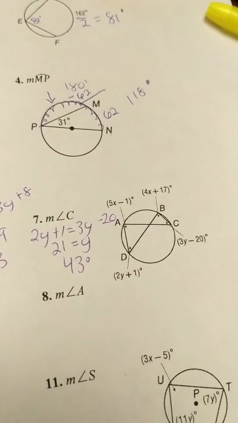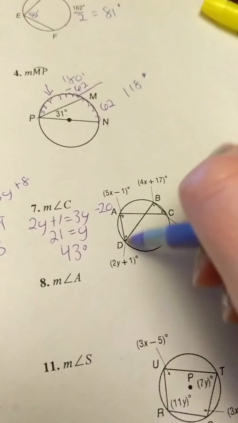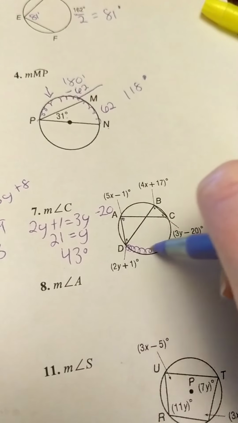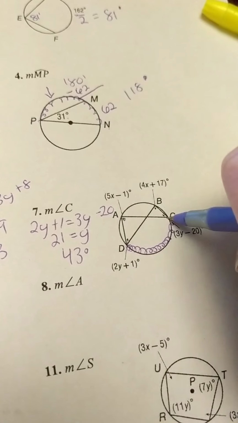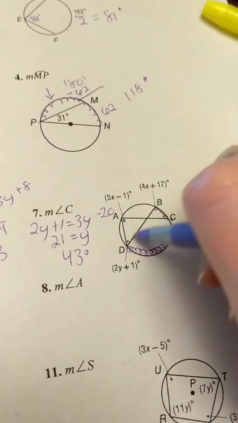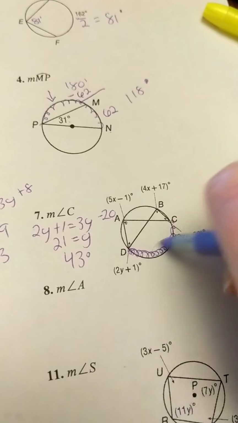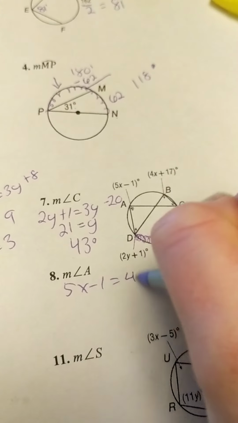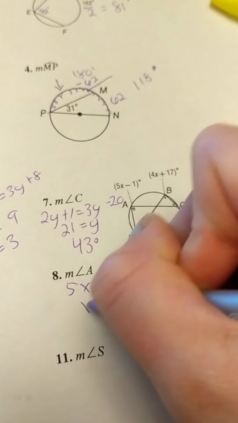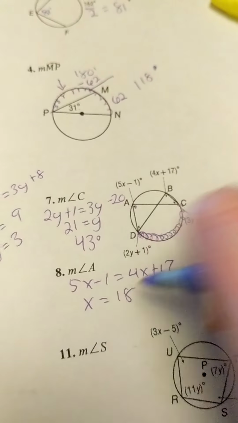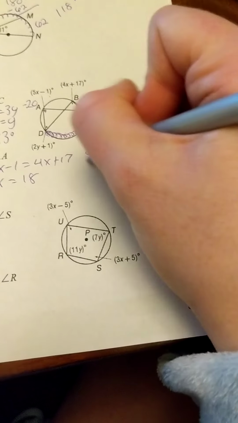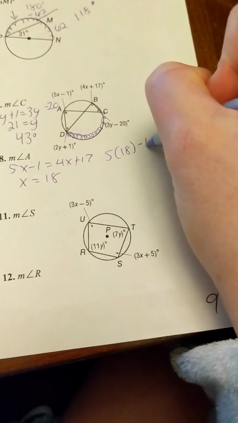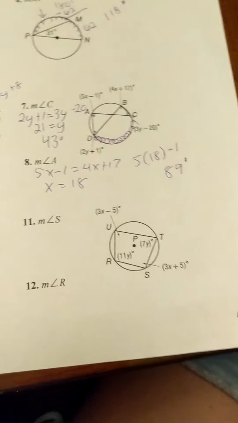In order to find angle A, we can see that angle A is opening to arc DC, which is also what angle B opens to, that arc. So we can set 5x minus 1 equal to 4x plus 17. Subtract my x, add my 1, we get x is 18. And then plugging into angle A, 5 times 18 minus 1 will give me 89 degrees.